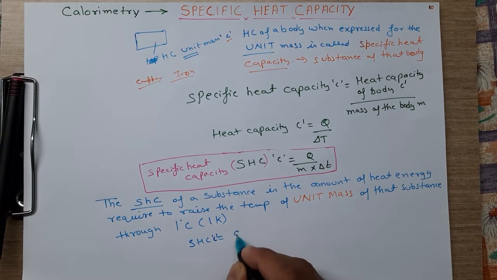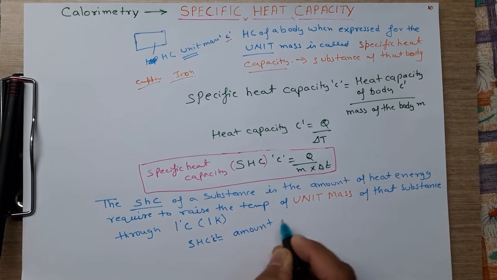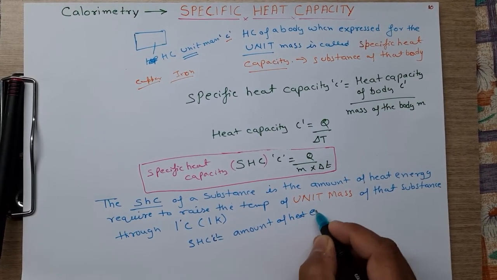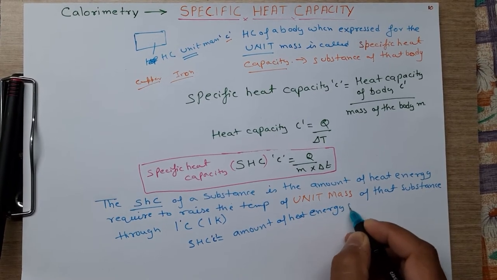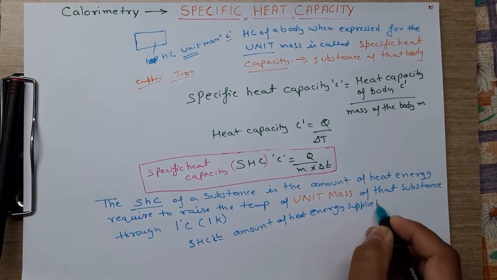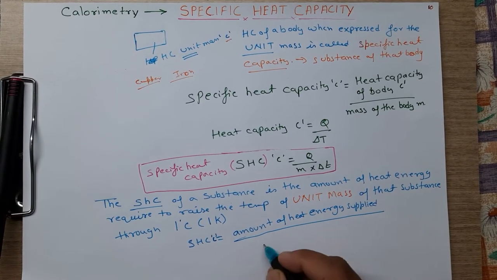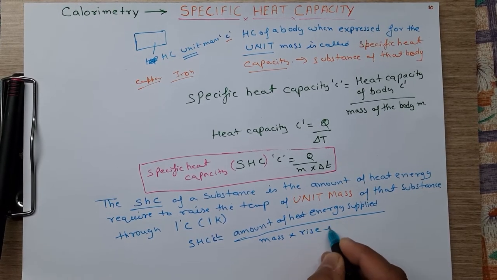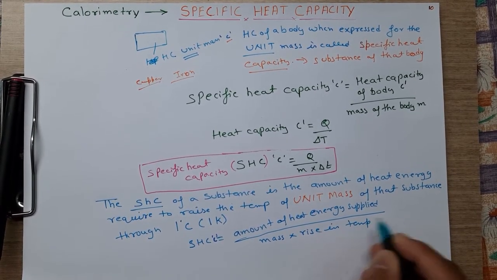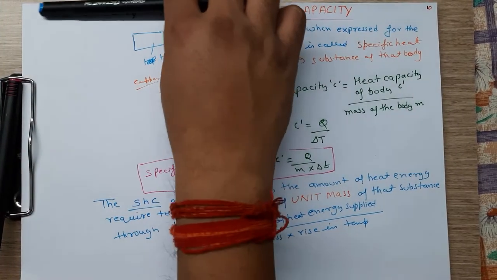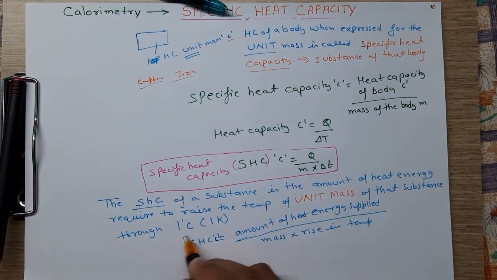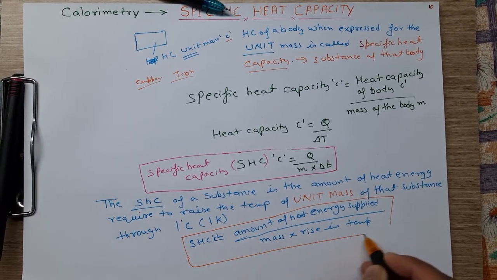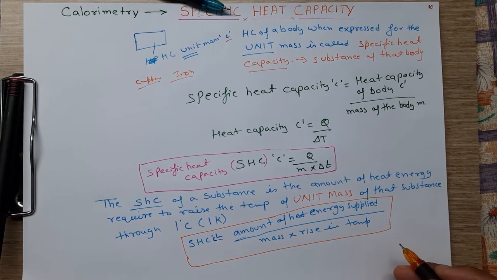So we can say specific heat capacity C is equal to the amount of heat energy supplied divided by mass into rise in temperature, right? So this is another way of understanding specific heat capacity. Basically here the concept is we are talking about one unit of mass, right?